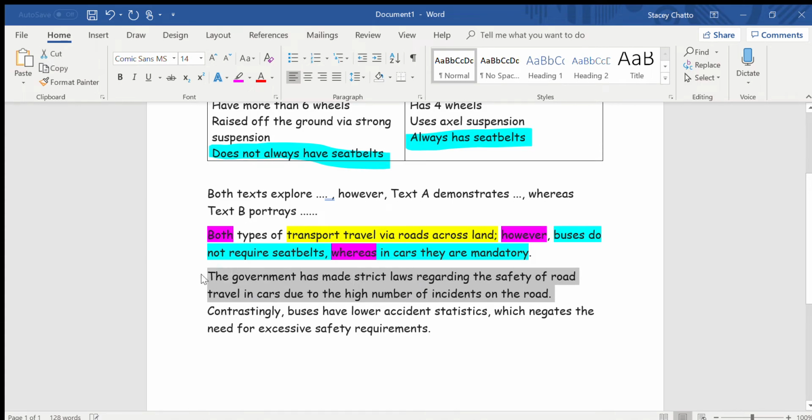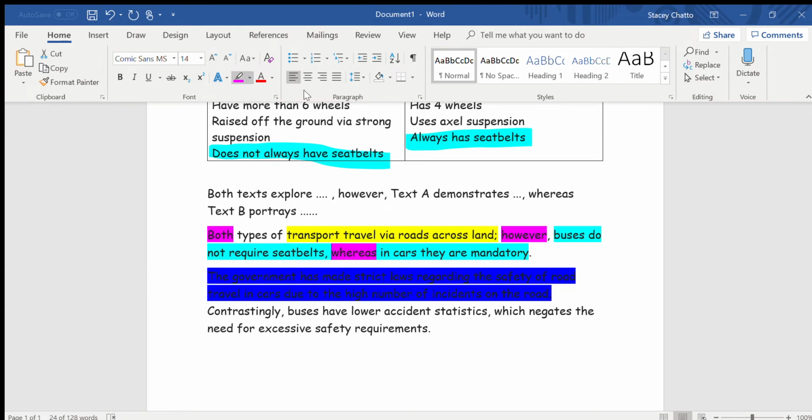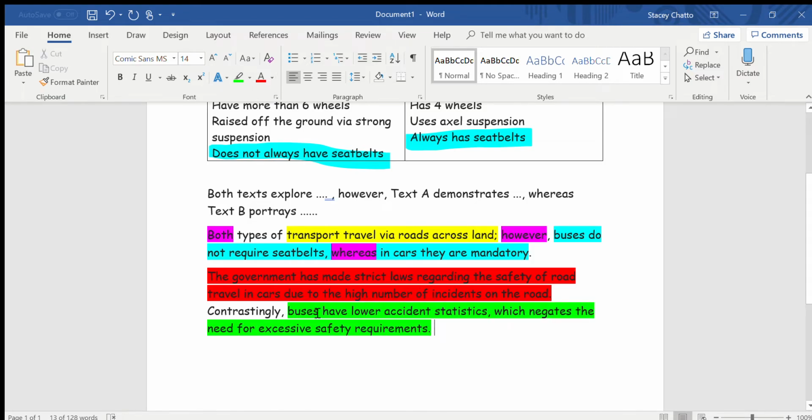You have your text 1, which is your cars. So we'll call this, oh, there is no good colour for it. So cars are going to be red because there's lots of accidents, and buses are going to be green. And contrastingly is your comparative word. This would be your explanation of the next text.